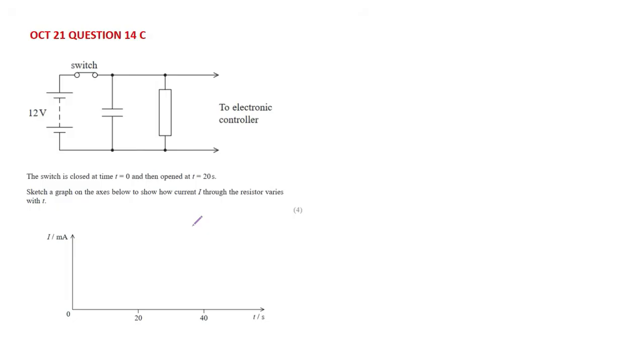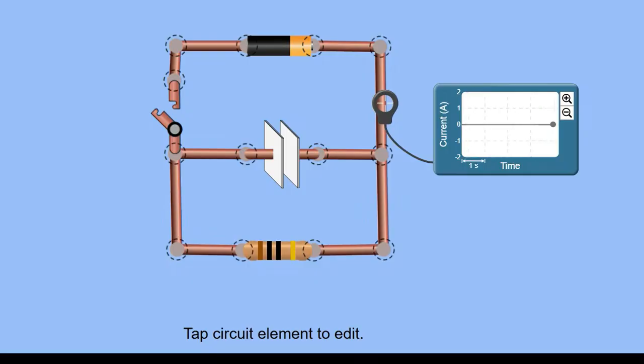This is not as simple as it seems, because let's see the question. The switch is closed at time t equals 0 and opened at t equals 20 seconds, right? Sketch a graph on the axis below to show how the current I through the resistor varies with t. So I was thinking, how exactly am I going to explain this? And then I realized I have a simulator, and you have a somewhat identical circuit.